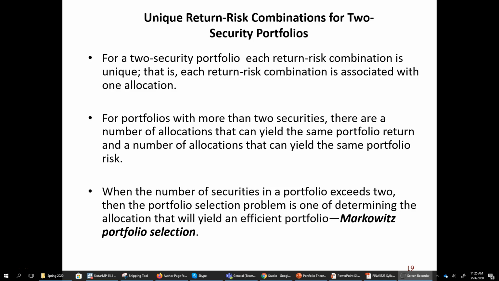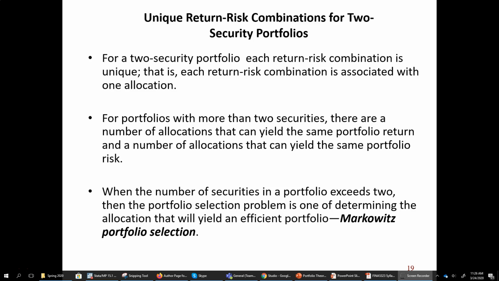That's one allocation. However, when we have portfolios with more than two securities, maybe 10 securities or 20 securities or 30 securities, whatever, we have a lot more allocations, right? We have different possible combinations that we could have. We have a number of allocations that can yield the same portfolio return, and we may have a number of allocations that can yield the same portfolio risk. Whenever the number of securities in a portfolio exceeds 2, then the portfolio selection problem is to determine the allocation that is going to yield an efficient portfolio.